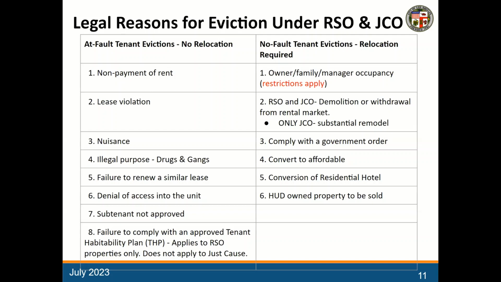The rest of the no-fault reasons apply to both laws: compliance with a government order, conversion to affordable housing, conversion of a residential hotel, and also when a building is owned by HUD and it will be sold due to foreclosure. But this last one is very unique, and it only applies where the owner is HUD.